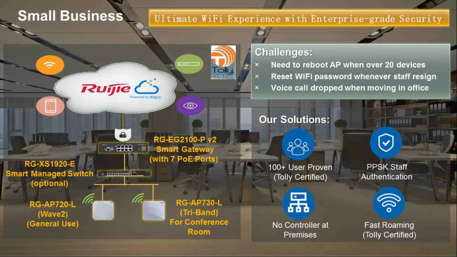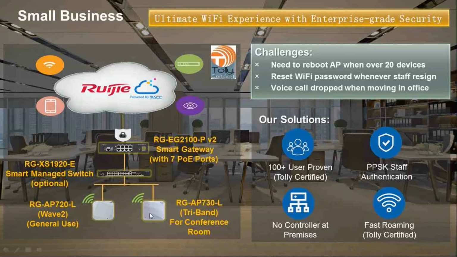Small business is like an office, a small office. One feature of our EG2100 series is that it is a smart gateway, because we have 7 PoE ports. Actually, our AP can connect directly to the security gateway to power up the AP. So they do not even need to purchase a switch; the user can plug the AP directly into our security gateway to power it up, and it can also be managed by Ruijie Cloud. This is our small business.